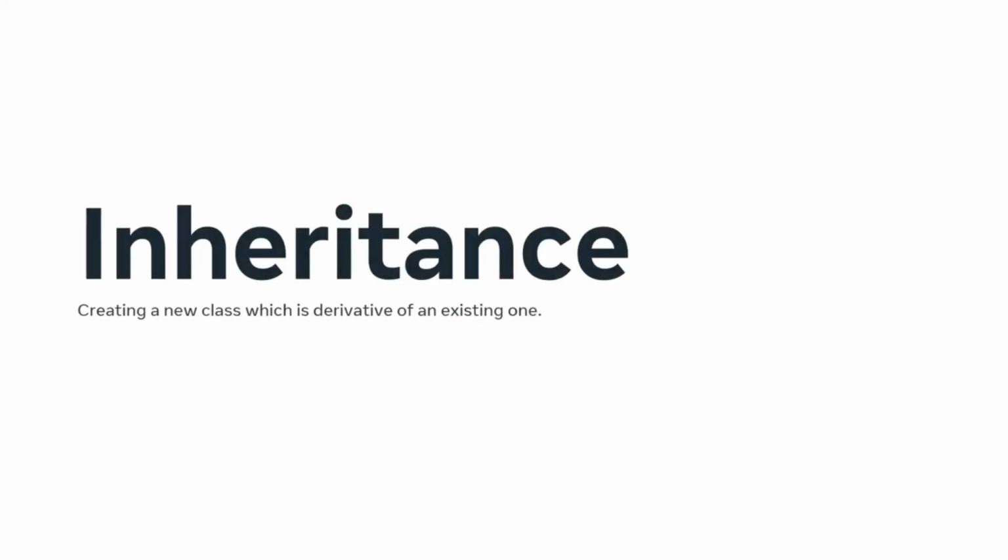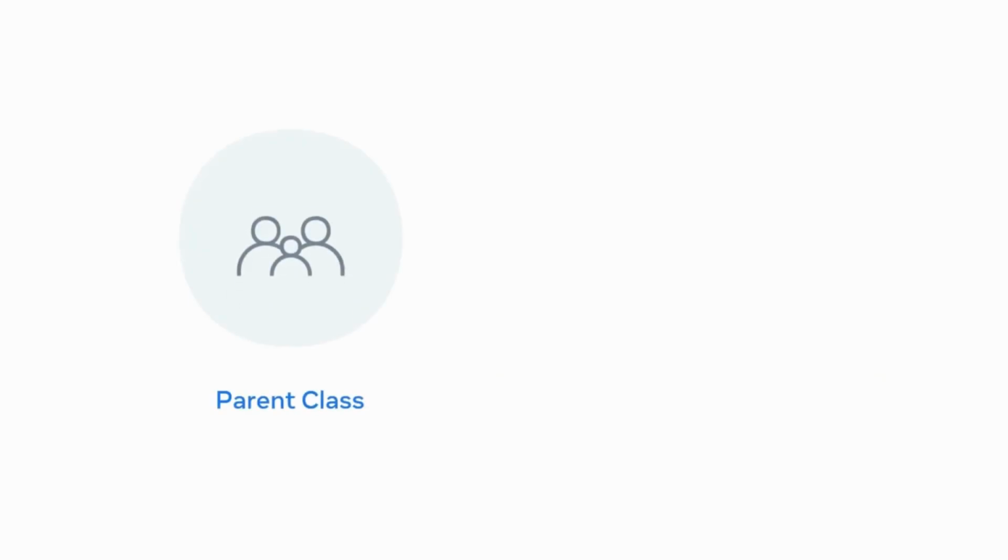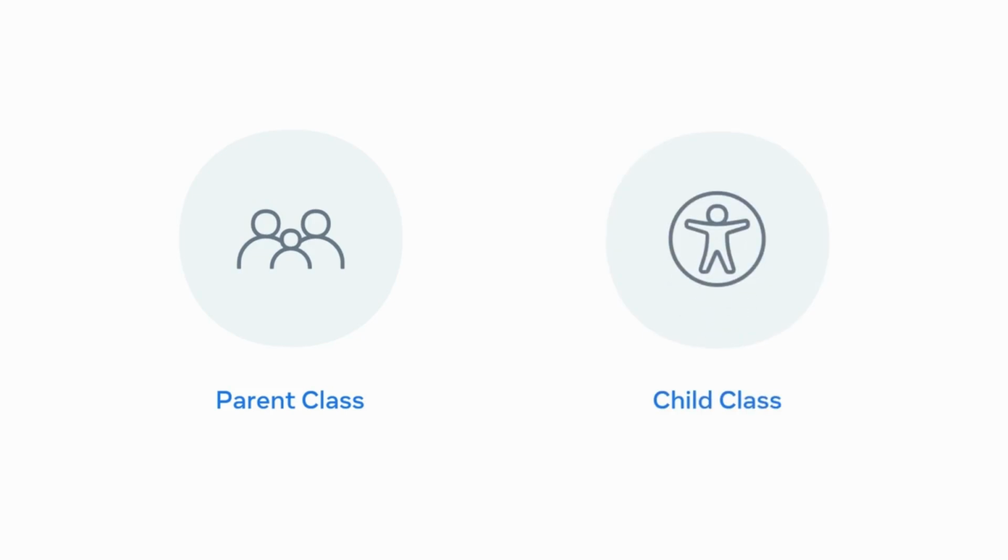The first one is inheritance, which is the creation of a new class by deriving from an existing one. The original is called the parent or superclass, while any derivatives are referred to as the subclass or child class.